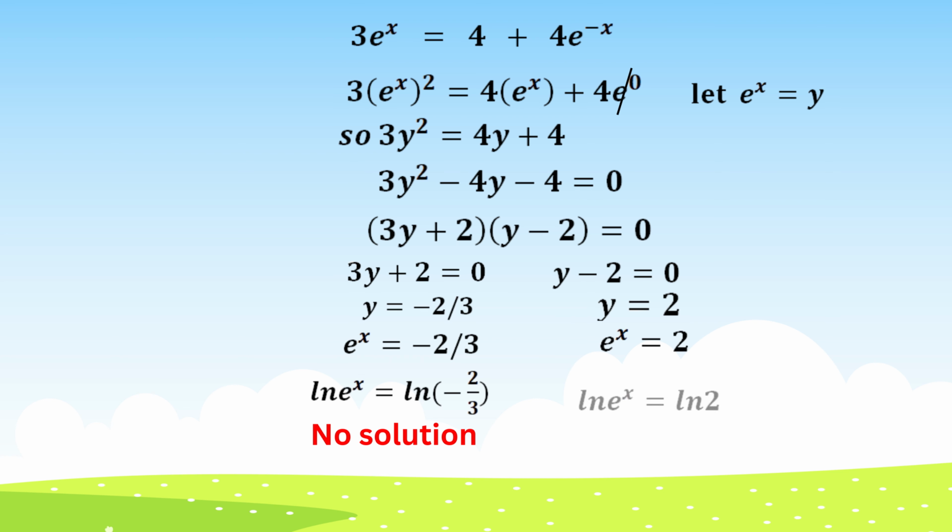To solve e to the power of x equals 2, we take the natural log of both sides. Recall that the law of logarithms allows us to bring the exponent to the front. So we get x log e equals log 2. Now the value of ln e is 1, so our only solution is x equals ln 2.